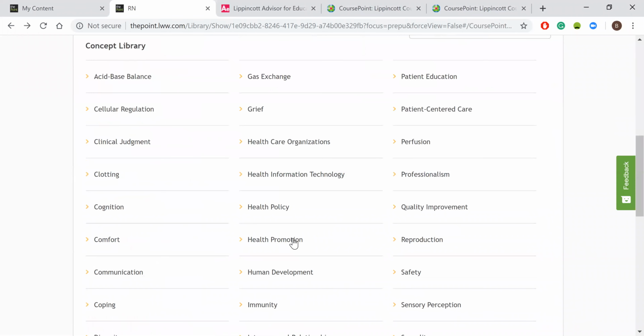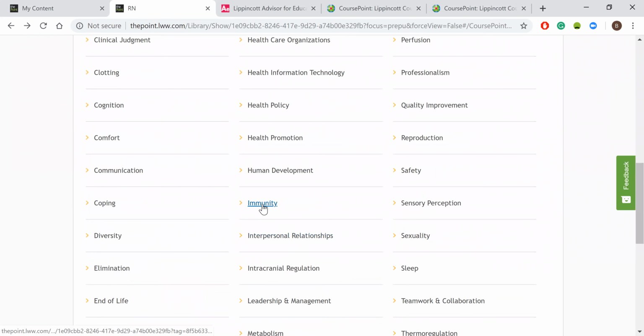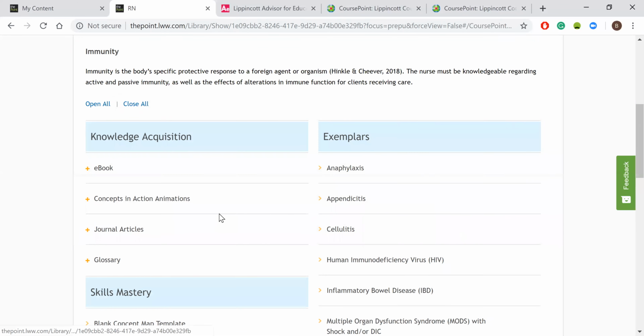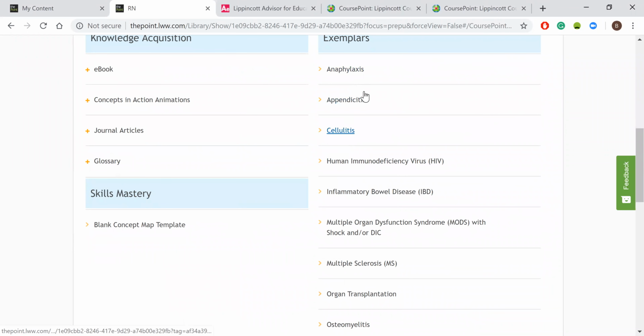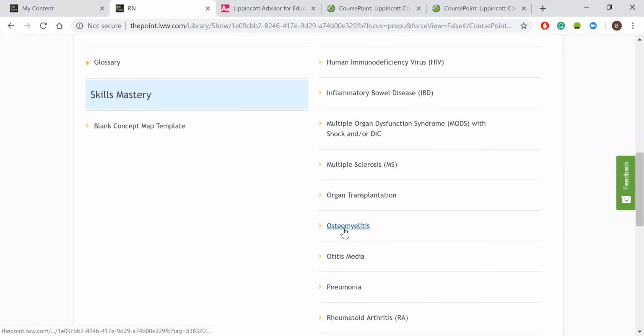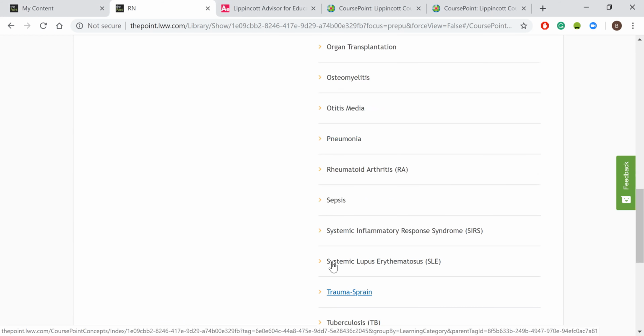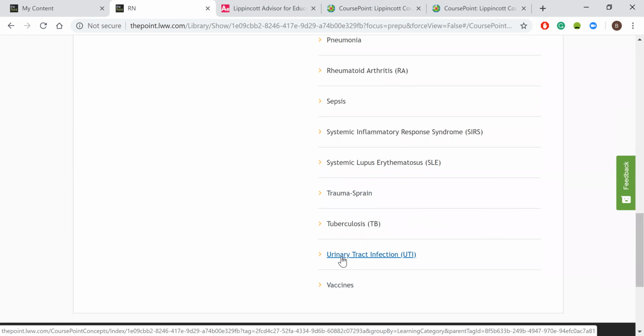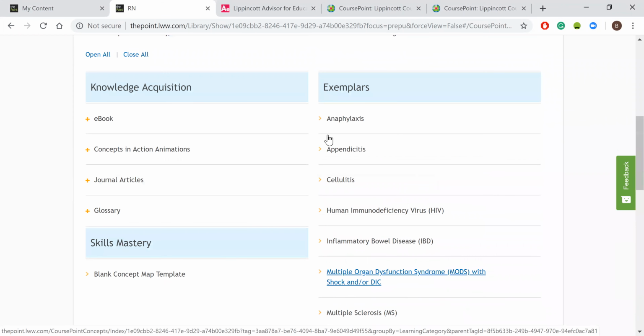Oh, and then here's immunity. And then I gave you a list of the ones you'd be responsible for. So appendicitis, cellulitis, osteomyelitis, otitis media, pneumonia, trauma sprain, and UTI and vaccines. So you have a lot of exemplars.